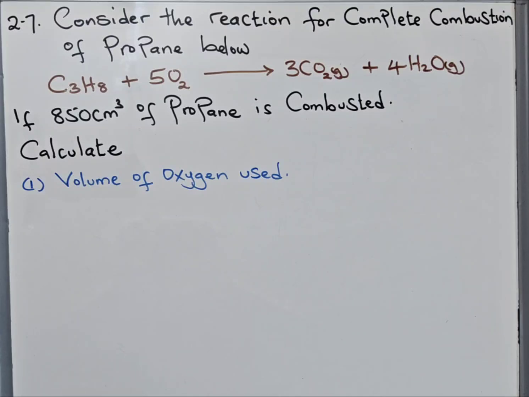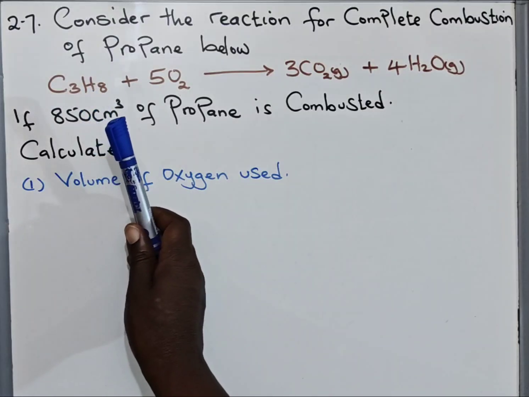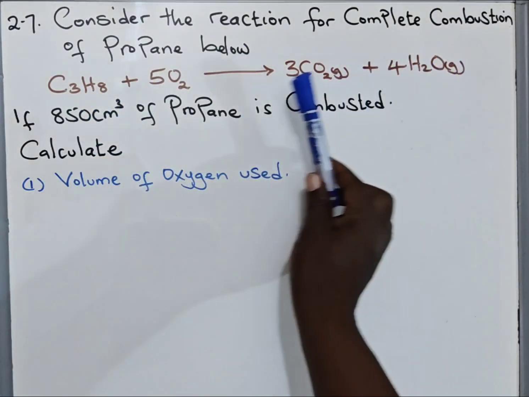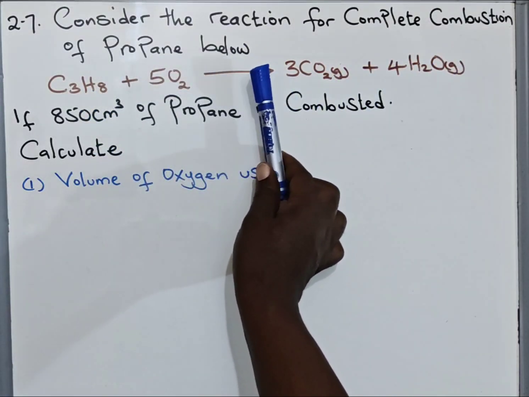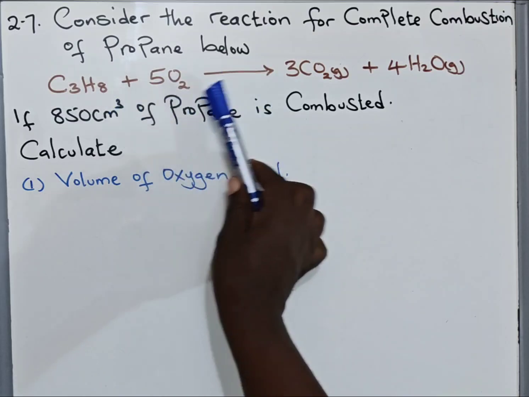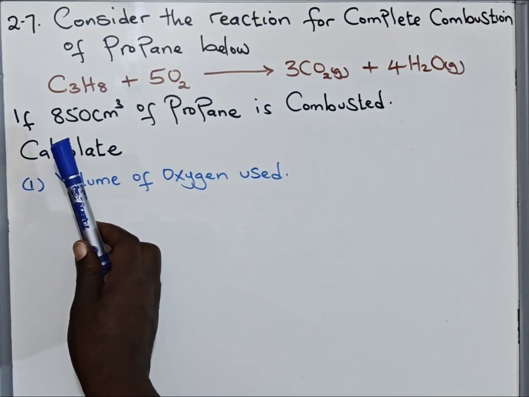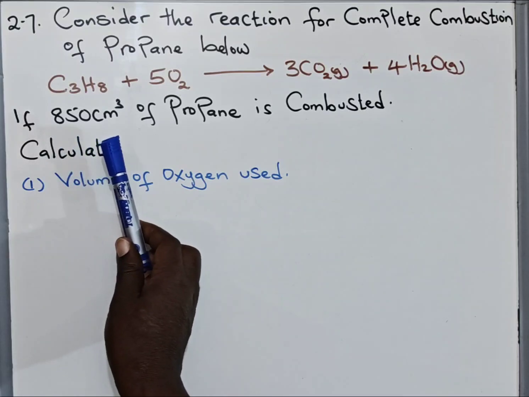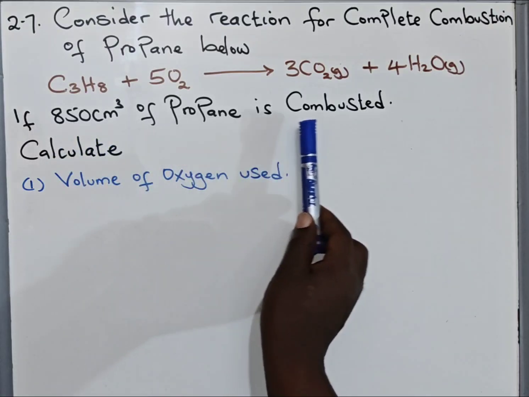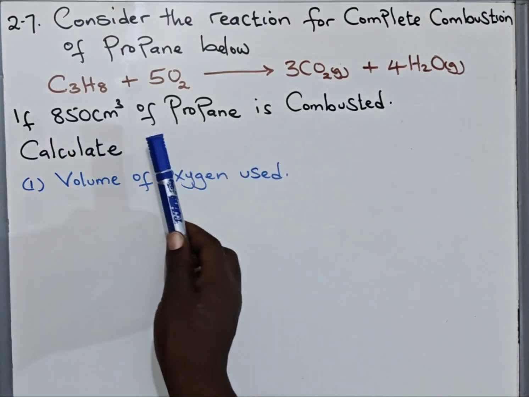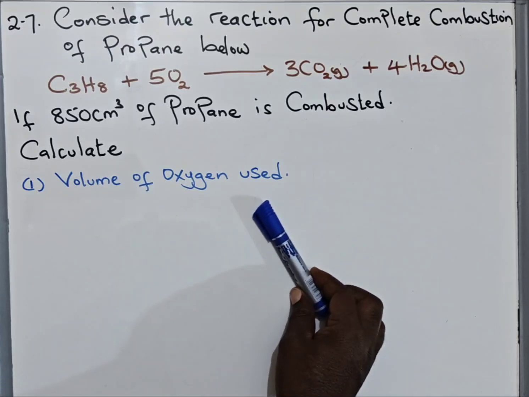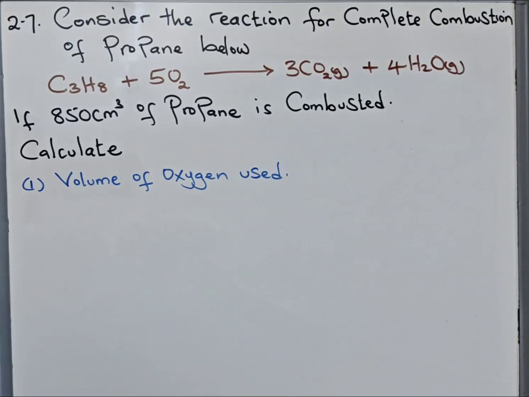Yes, today we are looking at this question. It says: consider the reaction for complete combustion of propane below. This is the equation. And they say that if 850 cubic centimeter of propane is combusted, calculate the volume of oxygen used. So how do we deal with this situation?